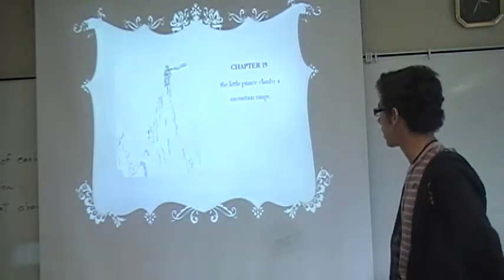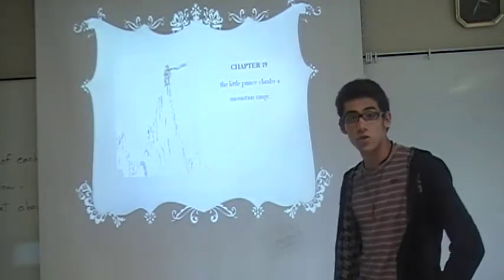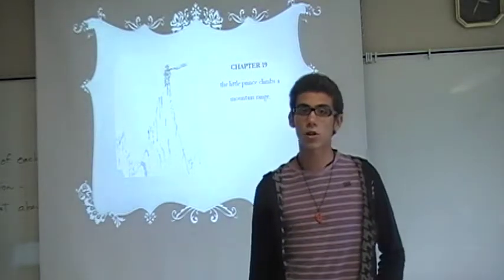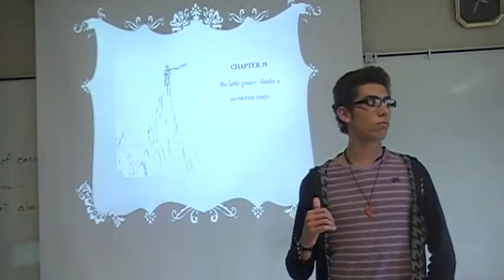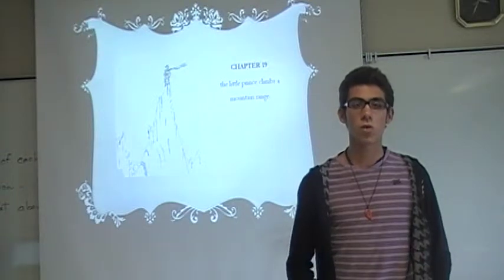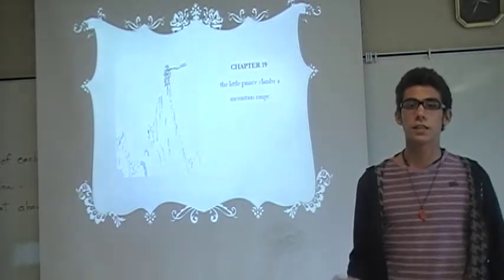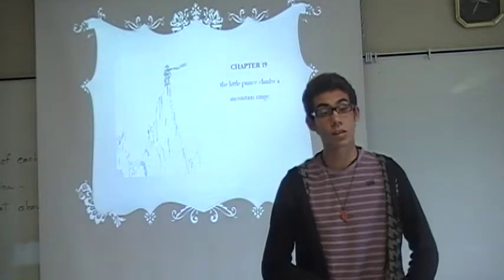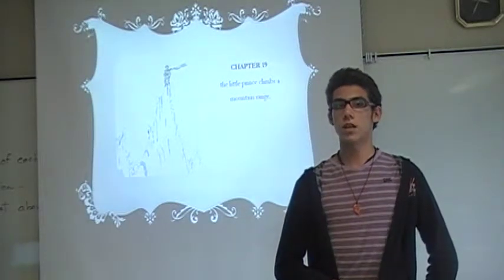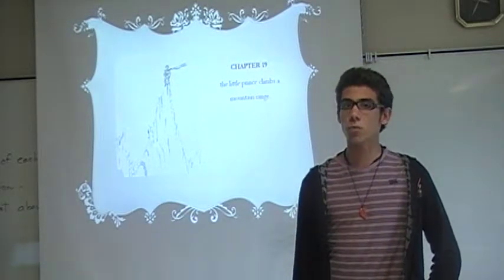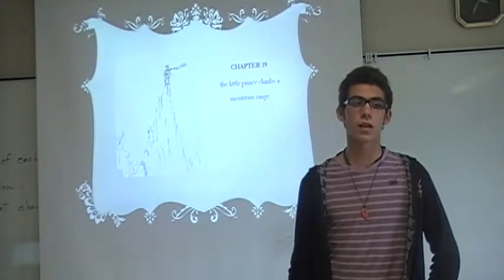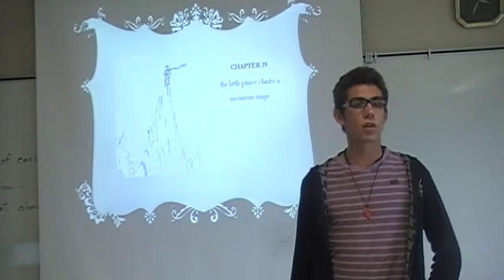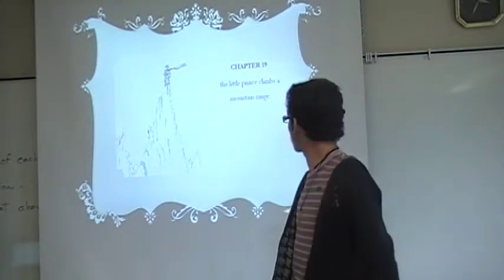And in chapter 19, the Little Prince climbs a mountain range. In the mountains, when he climbs them all, he says that he can't believe that those mountains are bigger than the mountains that they have on his planet, because the smallest mountains and the biggest mountains that they have just came up to the knees.